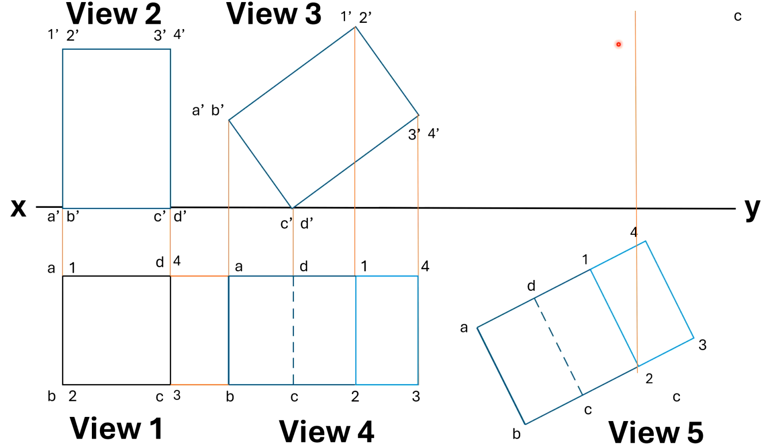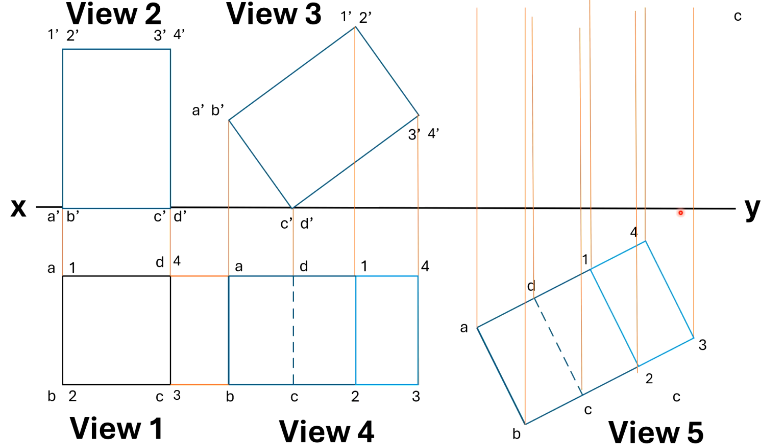So now finally I need to get view 6, that is the final view. To get view 6, I need to project each and every point A, B, C, D and 1, 2, 3, 4 above xy line. Again from the view 3, I will draw horizontal projections to intersect these vertical projections. If I make that, I can able to get the points.